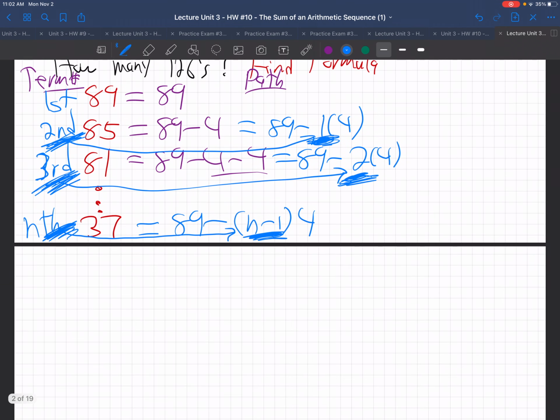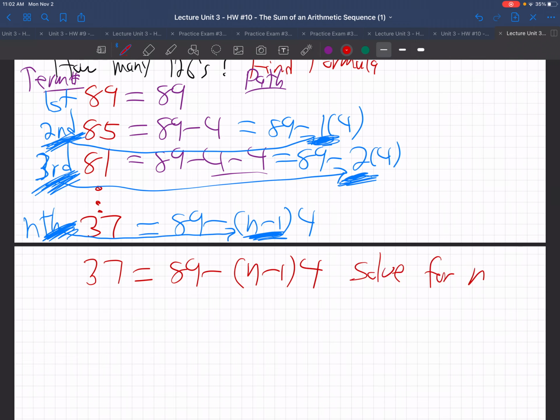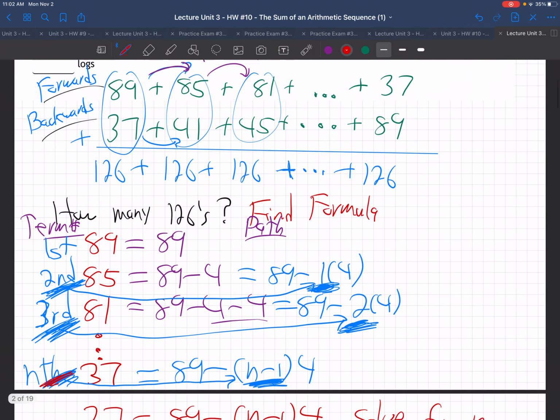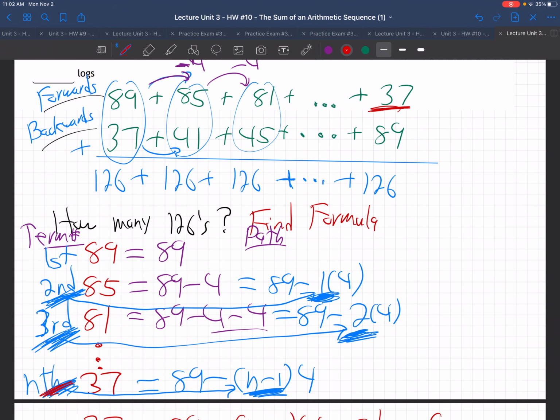Okay, so basically we're saying 37 is 89 minus n minus 1 times 4. Solve for n. Find the nth term. Like, what term is that? Is that the 10th term, the 50th term, the 29th term? And then we'll know how many terms, right? Because whatever term number that is, that's how many terms, because this is the first term, this is the second term, this is the third term, this is the nth term. If we find out what that n is, we'll know how many terms there are, and that'll be how many 126s we have, and we can finish up this problem.